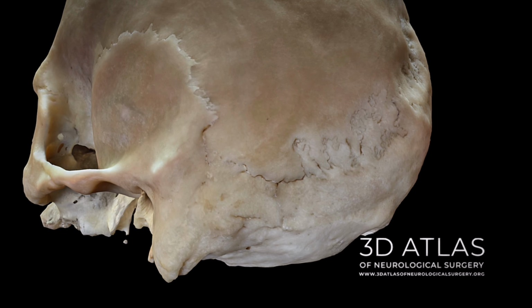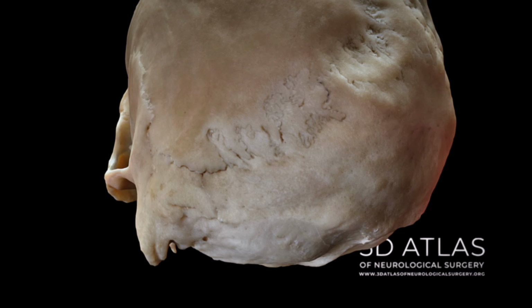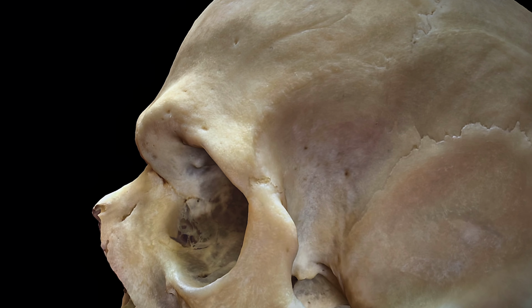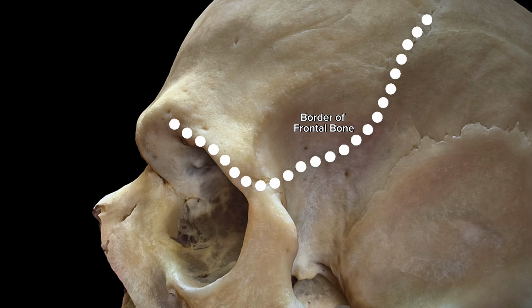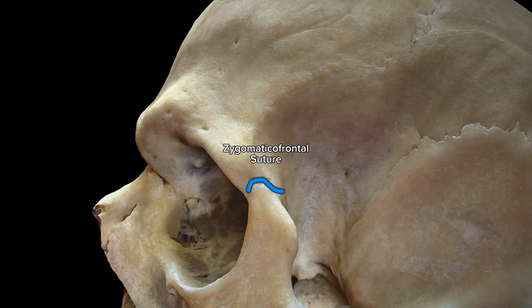Posterior to the mastoid region, the temporal bone meets the occipital bone through the occipitomastoid suture, which can be followed downward toward the foramen magnum. Anteriorly, the frontal bone extends laterally to form the superior and lateral margins of the orbit. Its articulation with the zygomatic bone is defined by the zygomatico-frontal suture.